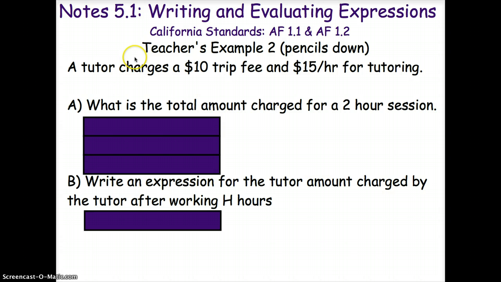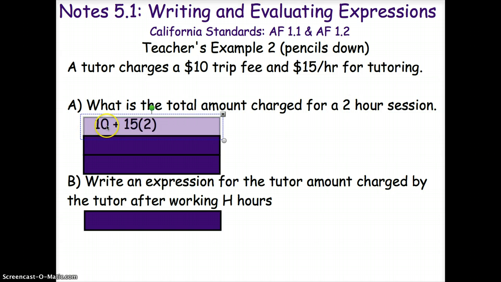Teacher example 2. A tutor charges $10 for a trip fee and $15 per hour for tutoring. What's the total amount charged for a 2 hour session? Okay, first thing, just for getting there, the tutor charges $10. So if they just showed up at your door, rang the doorbell, and left, they would get $10. Then if they stay, they get an additional $15 per hour. And of course this tutor stayed for 2 hours.